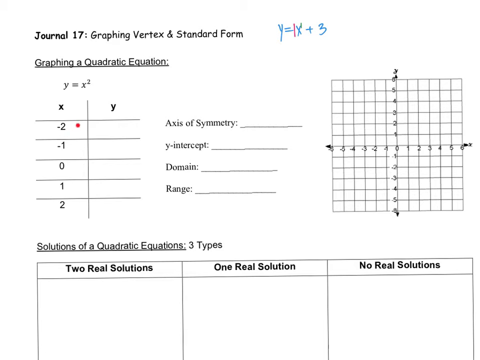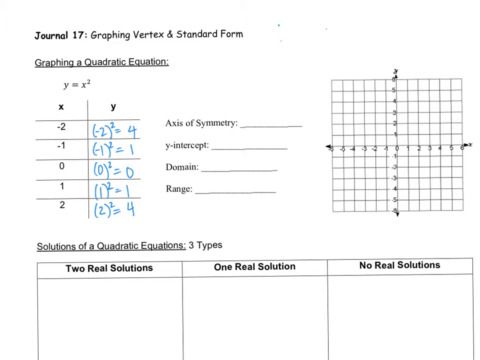So let's see. If I plug in -2 and I square it, -2 squared is like saying -2 times -2, right? It's multiplying two negatives together, so that makes a +4. If I take -1, I square it, that's like saying -1 times -1, which is +1. 0 squared is 0 times 0, which is still going to be 0. And then if I take 1 and I square it, I just get 1. 2 squared gives me +4.